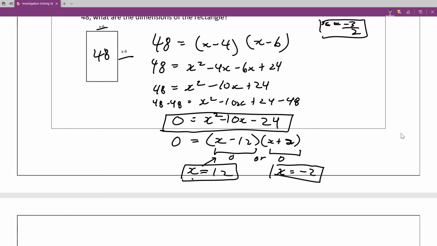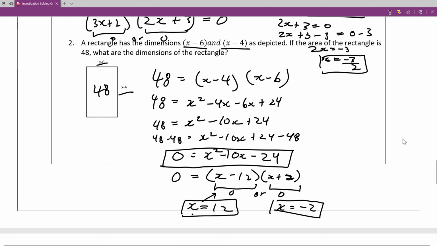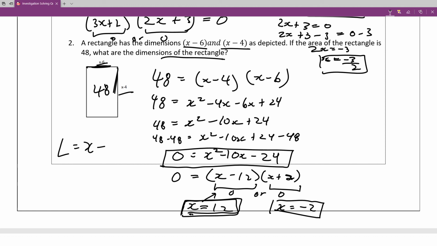Okay. And then let's revisit what the question was asking again. A rectangle has dimensions this. If the area is 48, what are the dimensions of the rectangle? If we have x is equal to 12, that's not the dimension of the rectangle. This is just x. So the dimension is, again, the width or the length. The length is given by x minus 4. But what's x? We got it here. So 12 minus 4, which is equal to 8.